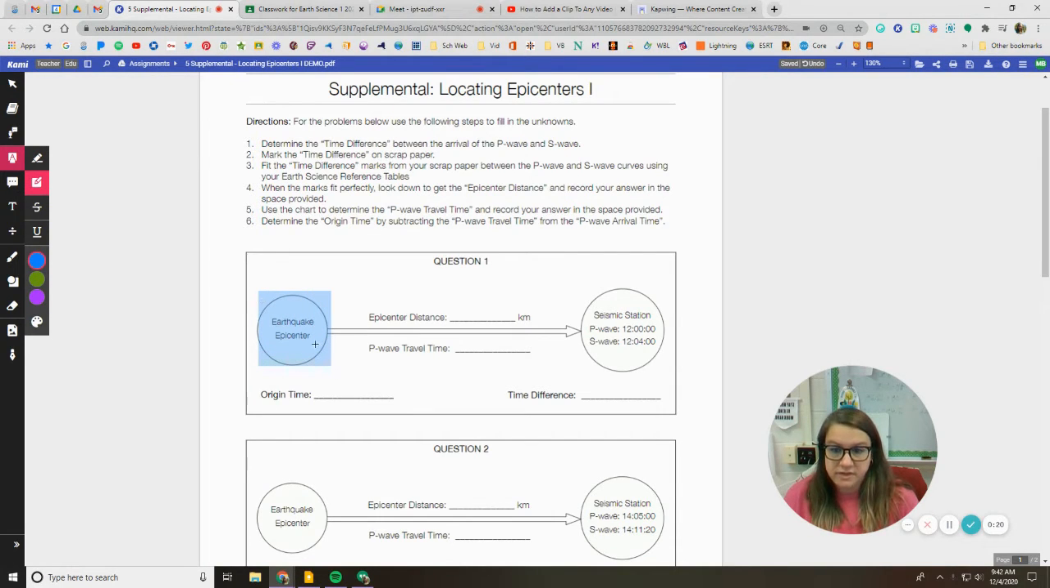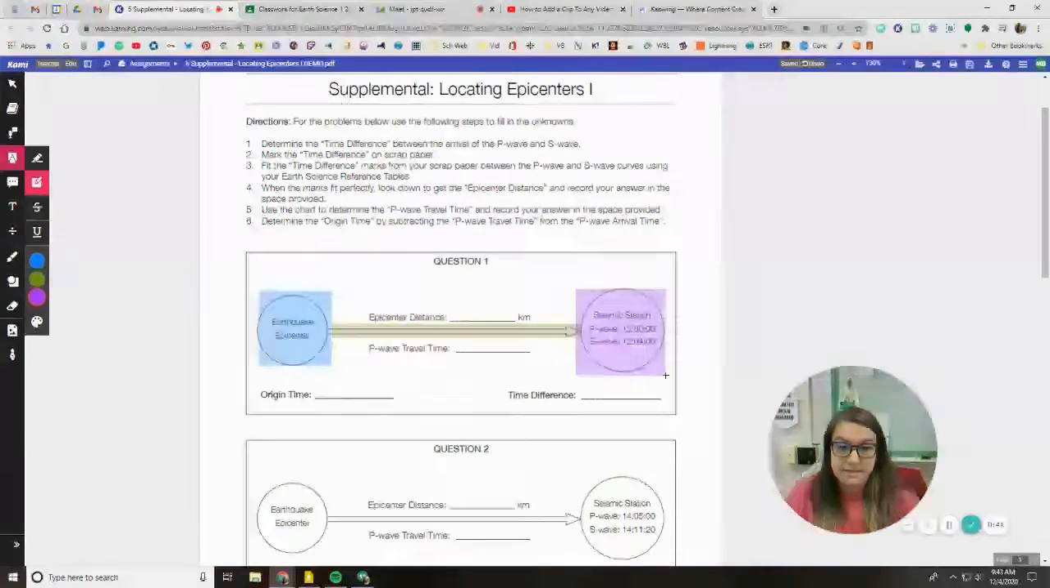This is where everything started. This is the origin time. This is where the shift happened and caused the vibrations. This area right here is the distance away and the amount of time it took to get there, so the travel time. And down here at the end, these are both the times of when it showed up at the seismic station.